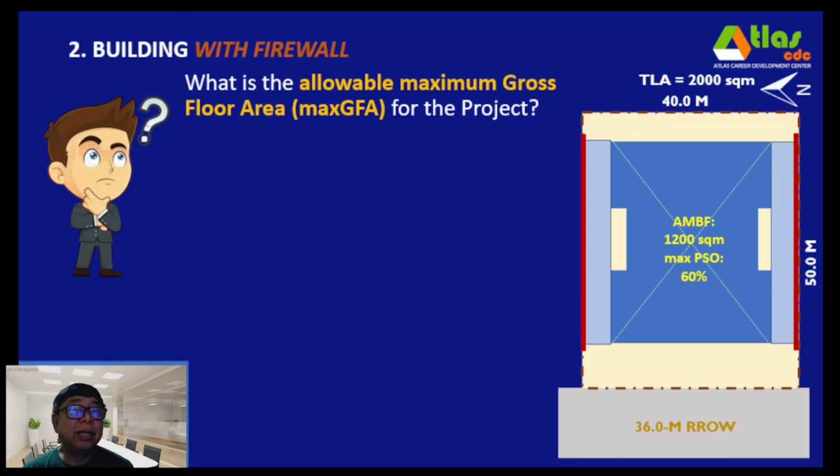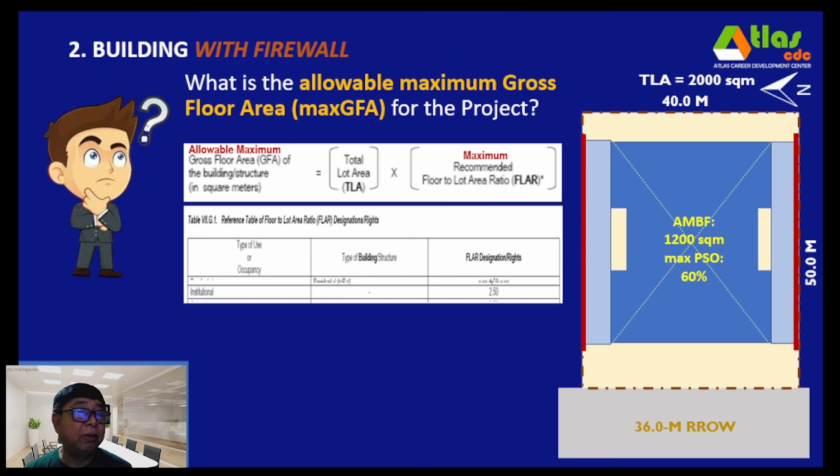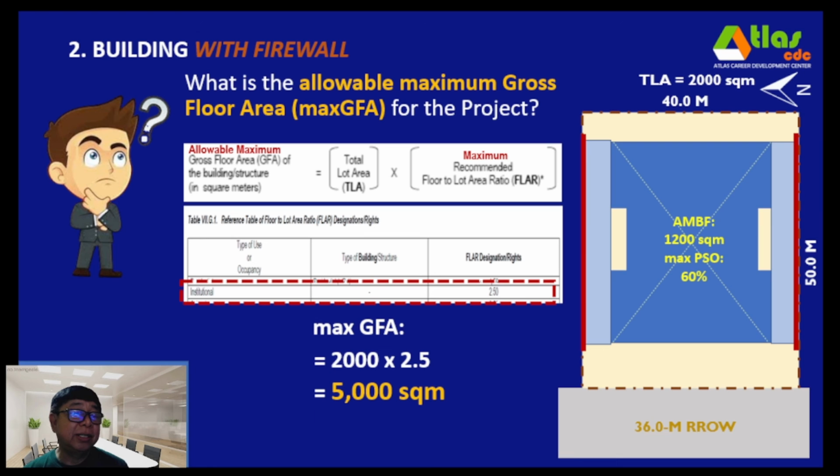So let us go to the maximum gross floor area for the project. This is with firewall. Ang ating formula is again our maximum GFA will be your TLA times the maximum recommended floor to lot area ratio. And you will see again here that whether my firewall or wala, your values will be the same because our FLAR for institutional still 2.5. No? And so our maximum GFA, the same as kanina without firewall, is at 5,000 square meters.